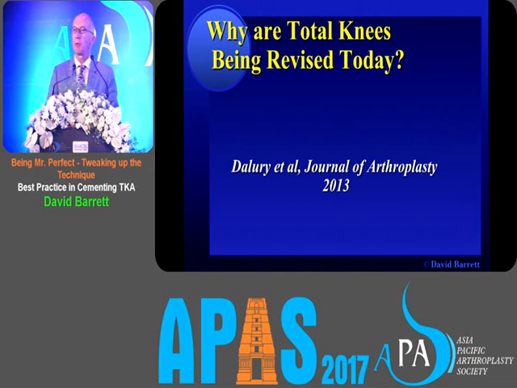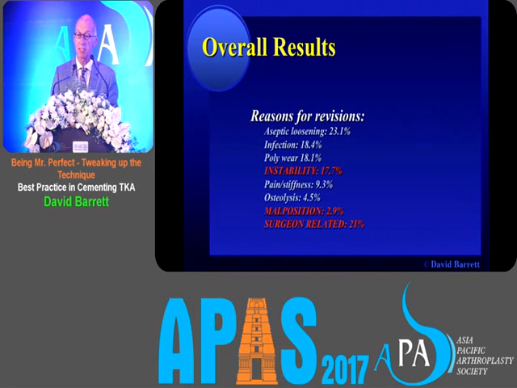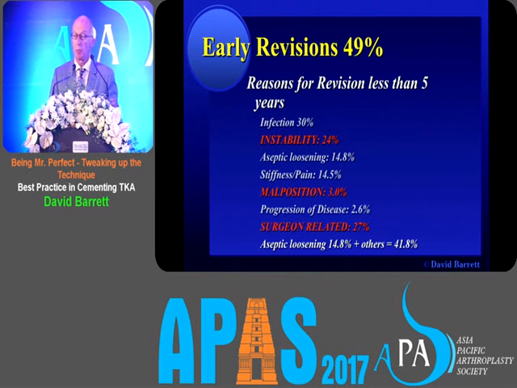And if we look at one of the reasons why knees fail early, we can accept that instability and malposition are surgeon errors. But if you look at aseptic loosening, there is 23%, 1 in 4 of our reasons for revision is aseptic loosening, which is cement technique. And so if you look at those obvious surgeon causes and you add aseptic loosening, we actually are responsible for about 41% of early failures. So a cement technique is really important.